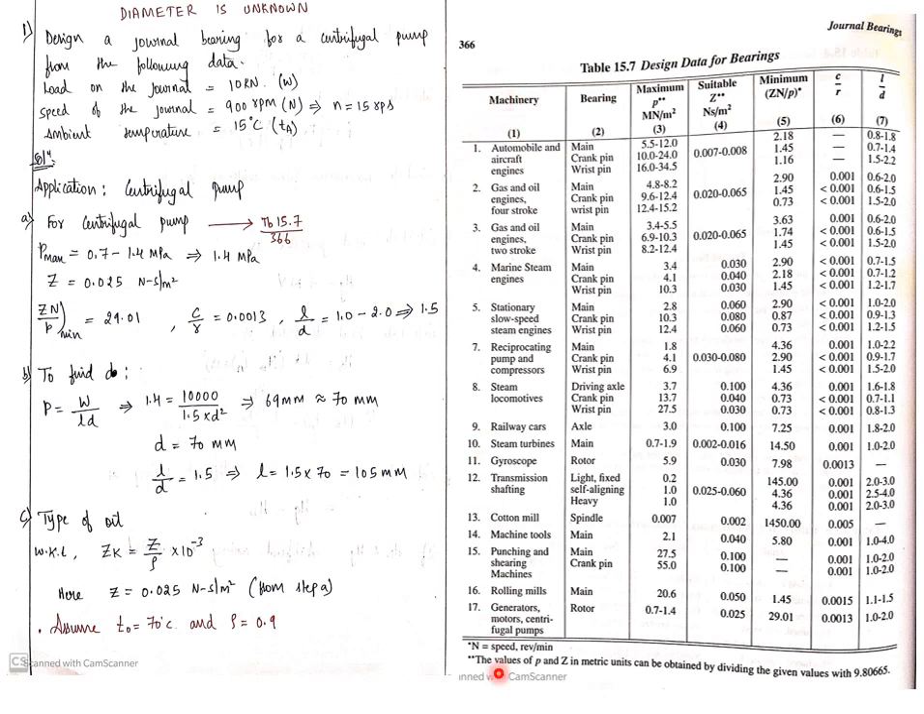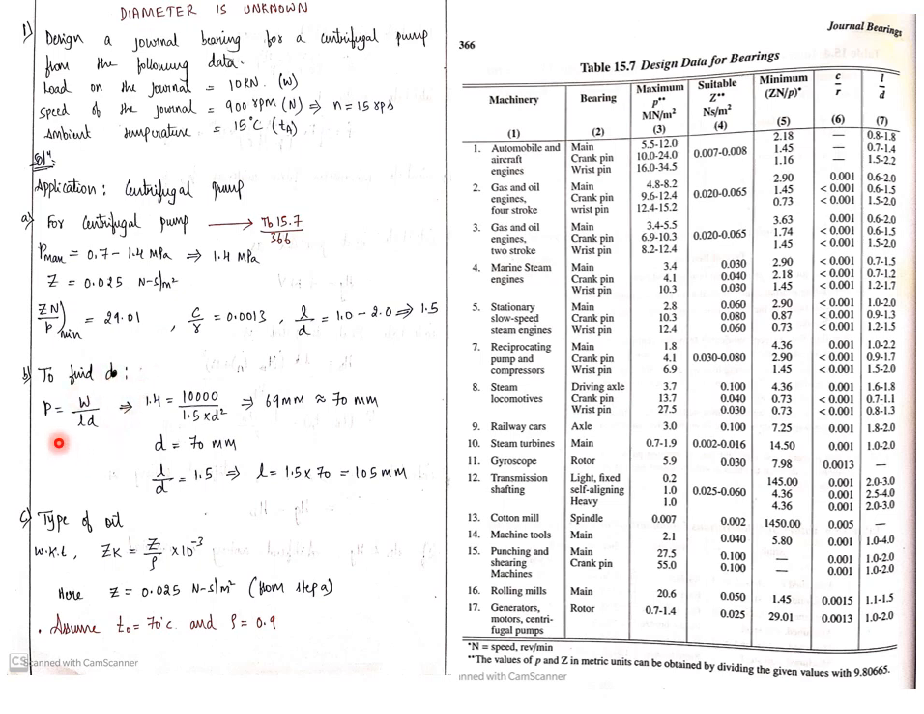The machinery he will be giving, for example in previous classes I taught a diesel engine, which was given, and these are the values which have been taken. So clearly you have to mention here centrifugal pump, and that from this table we have taken these values. Next is to find the value of diameter. As you know the diameter is unknown, first you have to find the value of diameter.